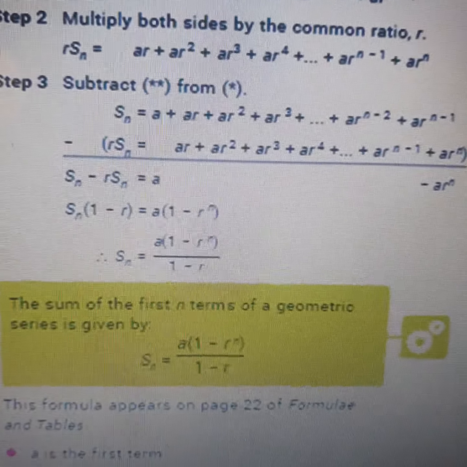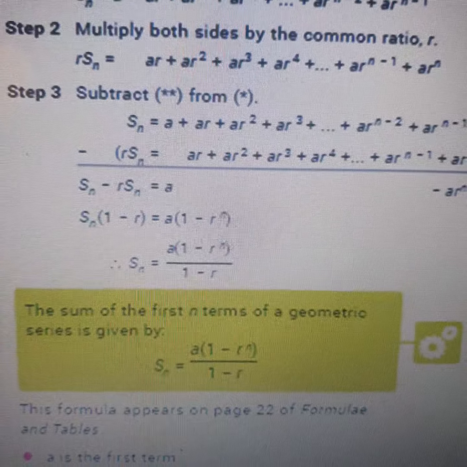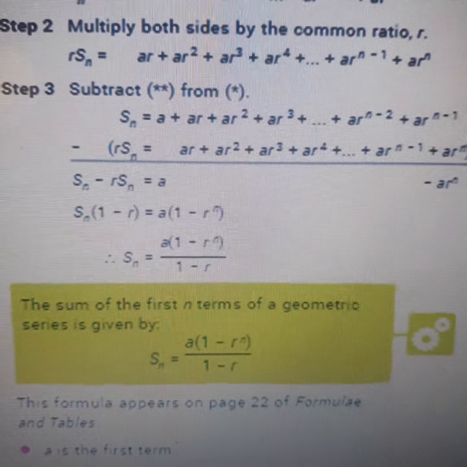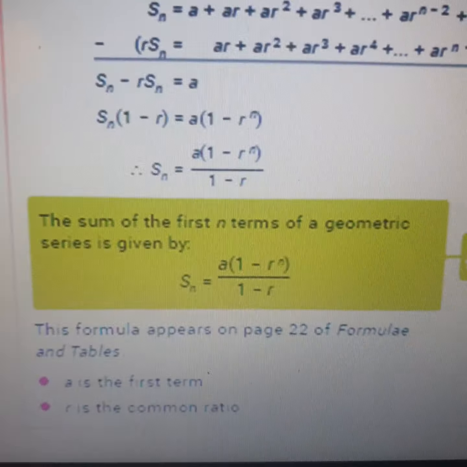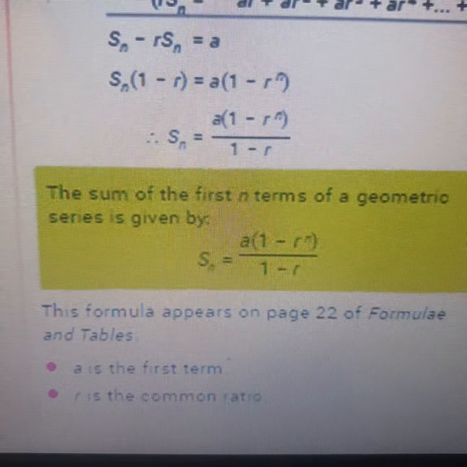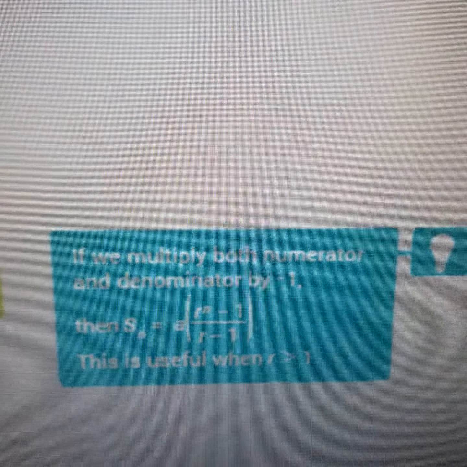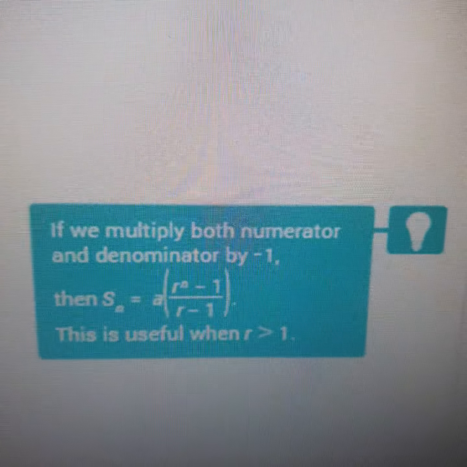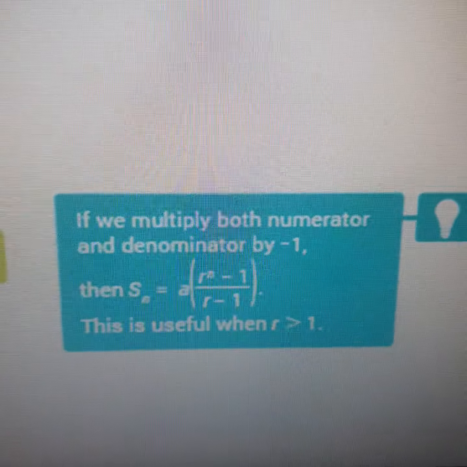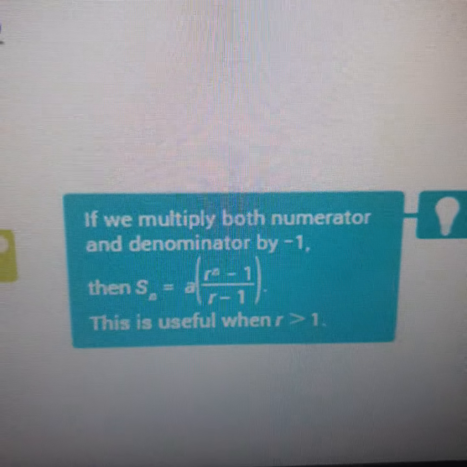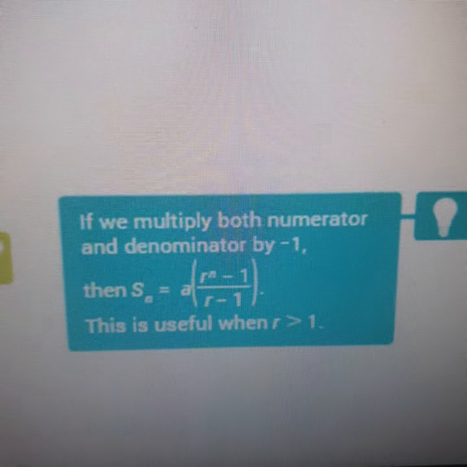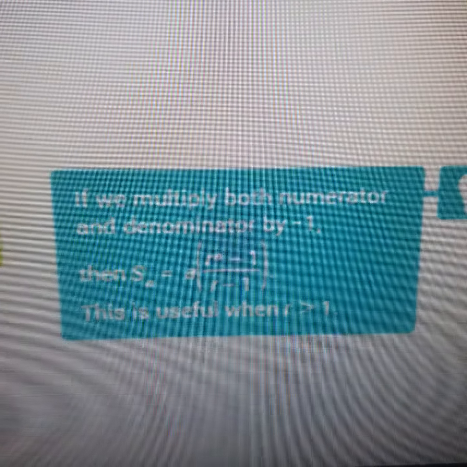So that is the sum of the first n terms of a geometric series. Sn is equal to that. Again, this is in your formula and tables book. A is the first term again, and R is the common ratio. And also, if we multiply both the numerator and the denominator by minus 1, we can write Sn is equal to A bracket R to the power of n minus 1 divided by R minus 1.